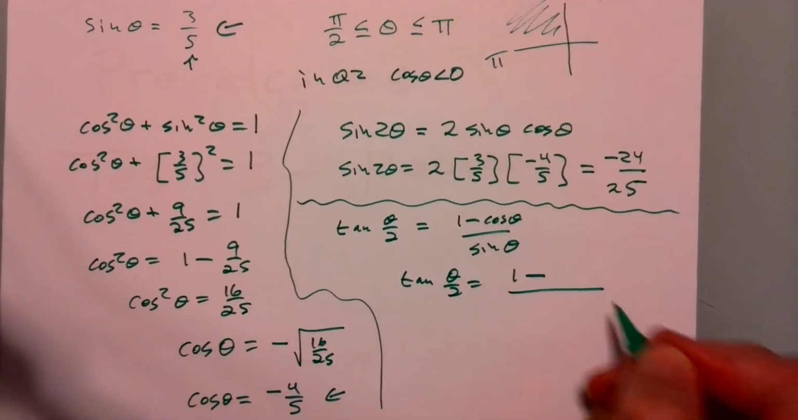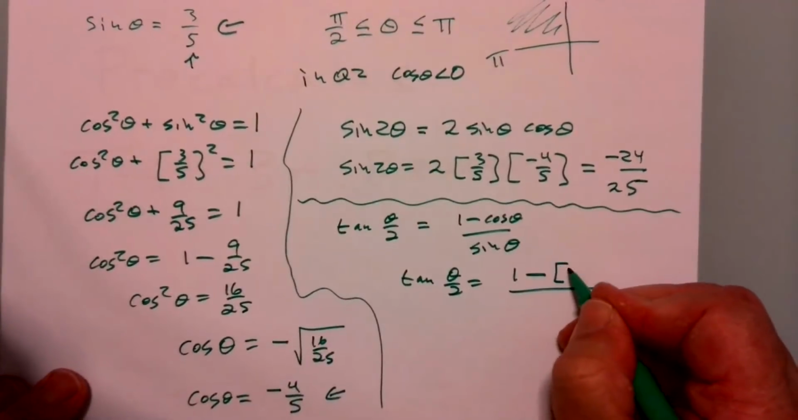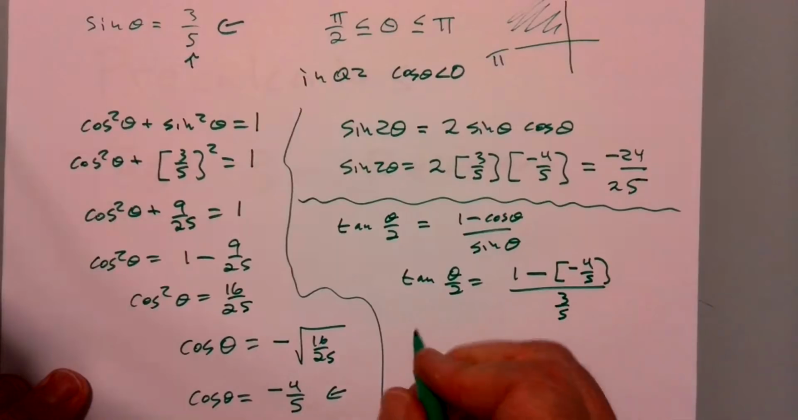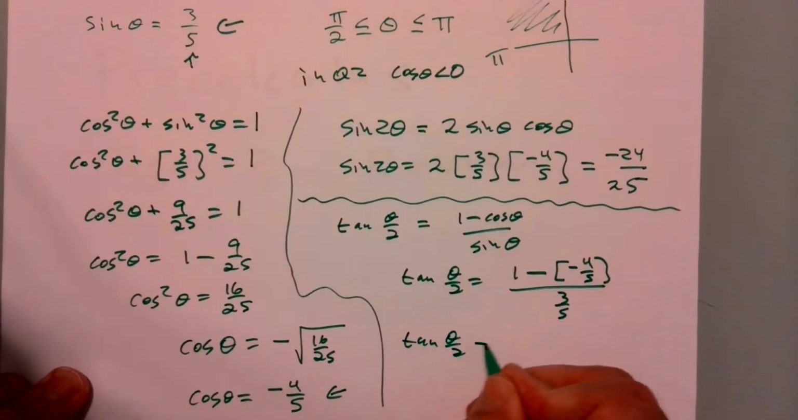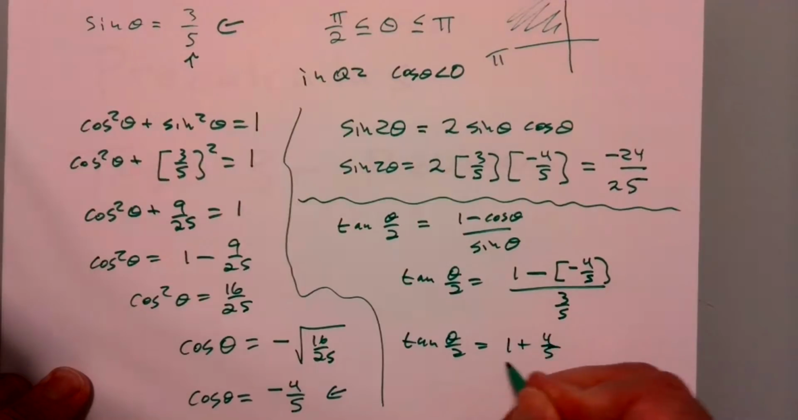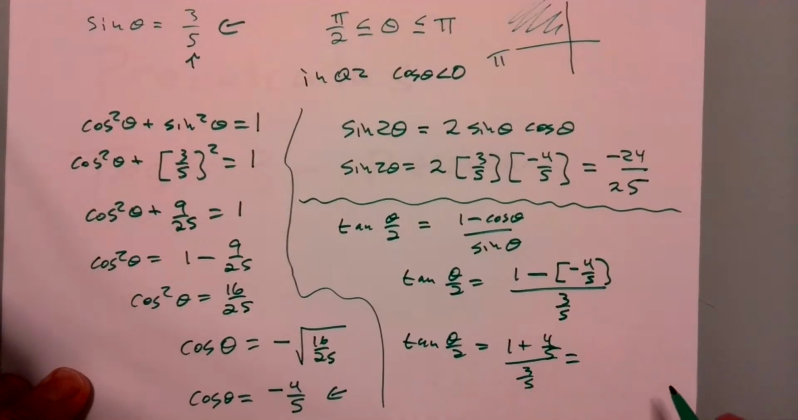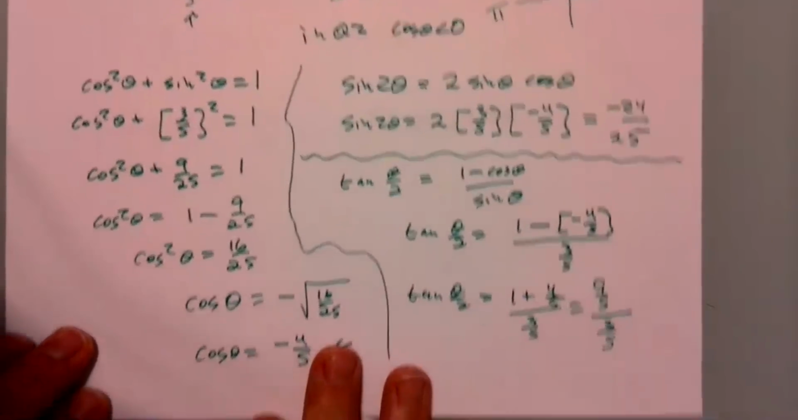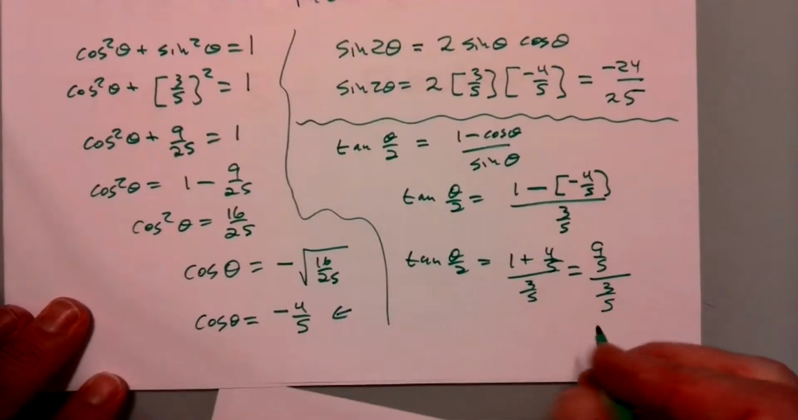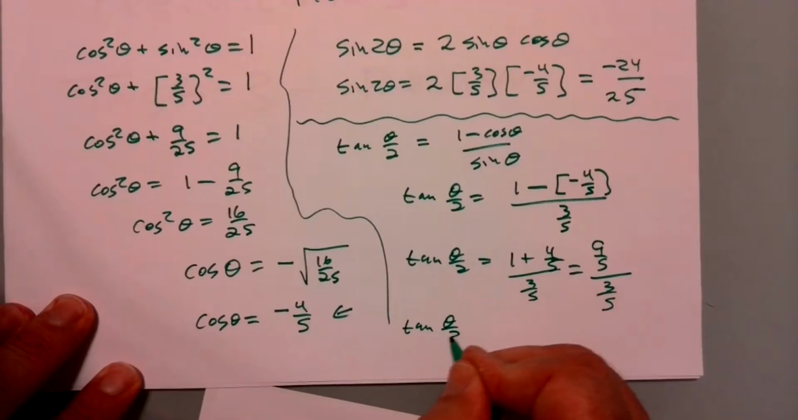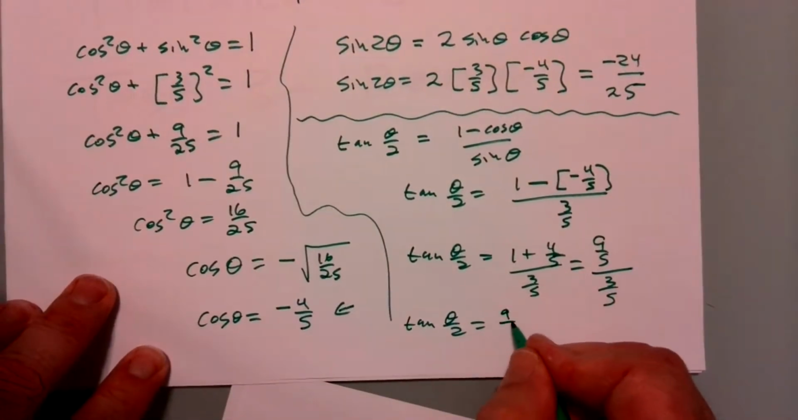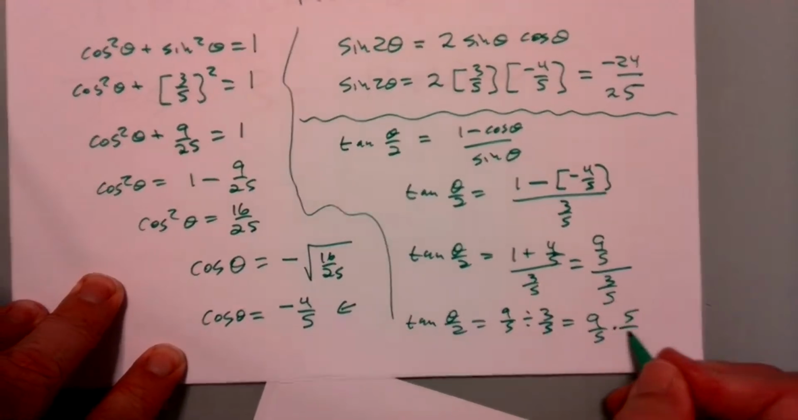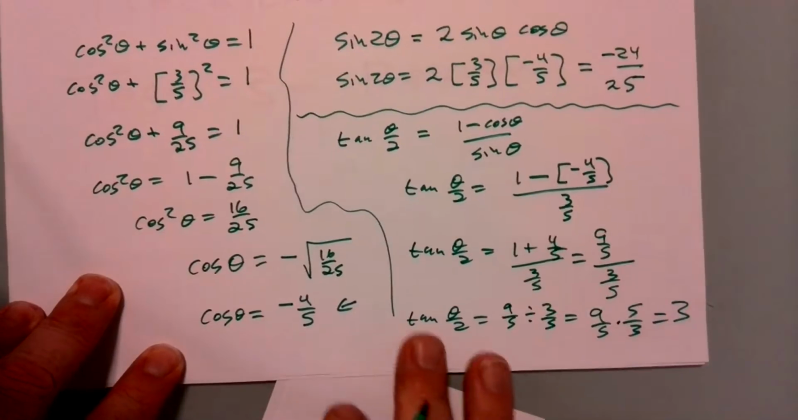Tangent of theta over 2 is 1 minus cos theta, where cos theta is negative 4/5, over sine theta, which is 3/5. So we get tangent of theta over 2 is 1 plus 4/5 over 3/5. 1 plus 4/5, 5 plus 4, 9/5 over 3/5. And if you like, we can go ahead and do division of fractions. So tangent of theta over 2 is 9/5 divided by 3/5, which is 9/5 times 5/3. And the answer for that is 3.